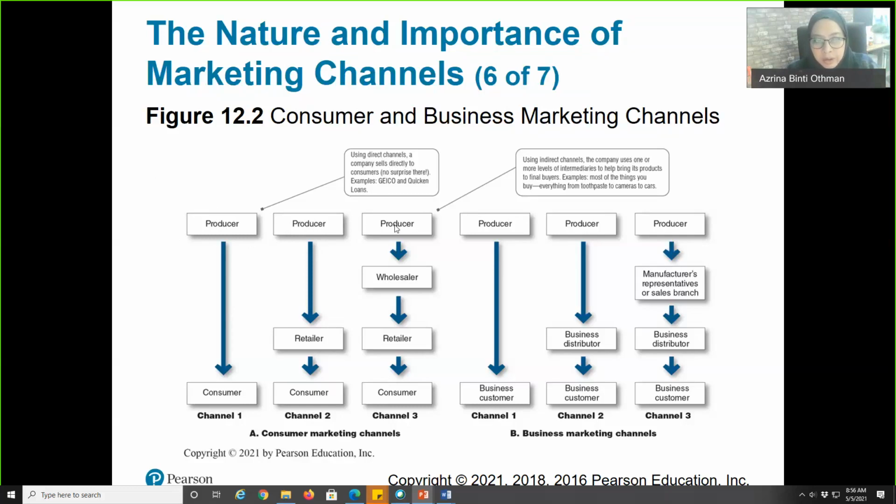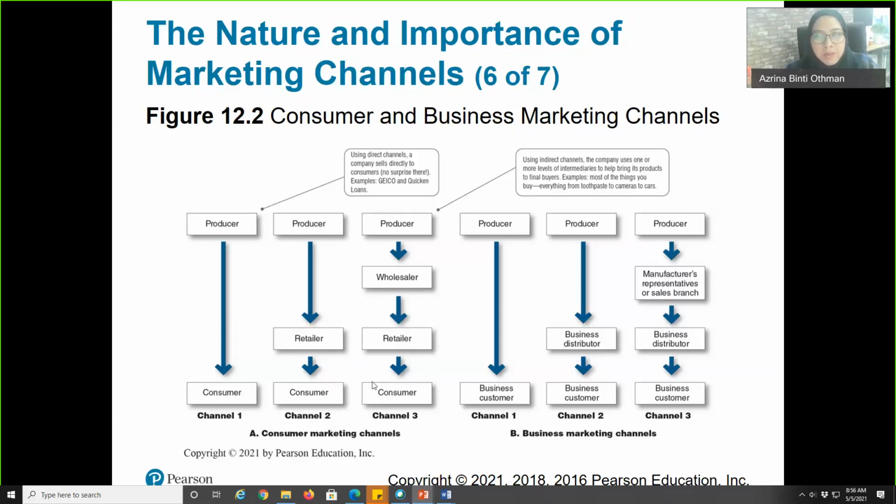And we also have indirect channels, okay? These two are indirect channels: from producer to retailers, or producer to wholesalers and retailers, and then to the consumer, channels 2 and 3. So using an indirect channel, what happens? The company uses one or more levels. This is an example of one intermediary, and this is two intermediaries, one or two or more levels of intermediaries to help bring products to the final consumer.